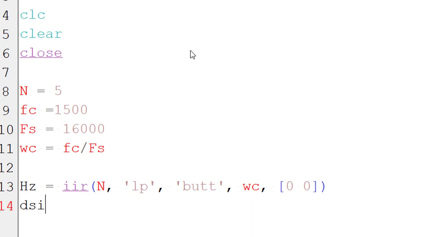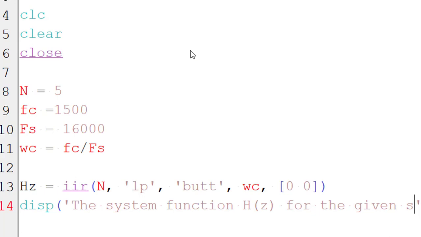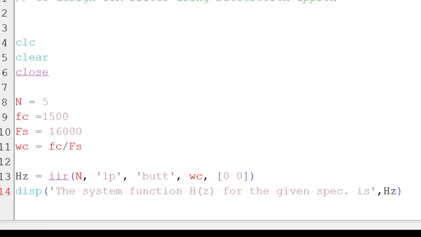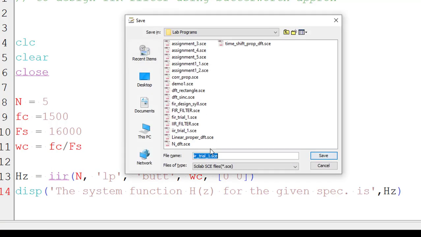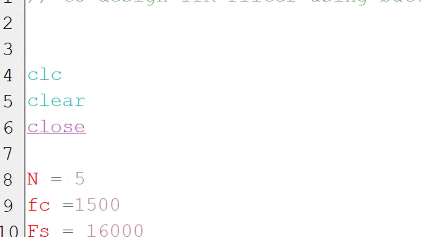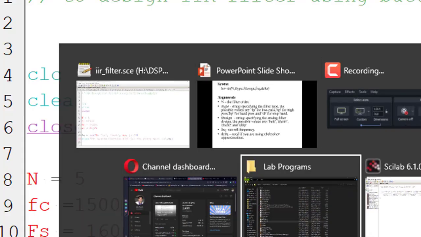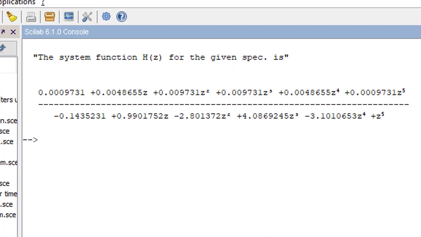Now we'll display the system function using DISP. The system function H of z for the given specification, comma HZ. So let me save it and run it. IIR filter. If I go back to the console window, okay, this is the system function we got for the given specification of the IIR filter.